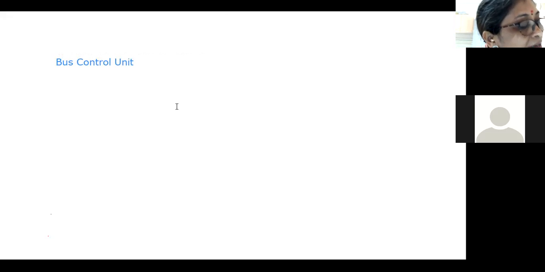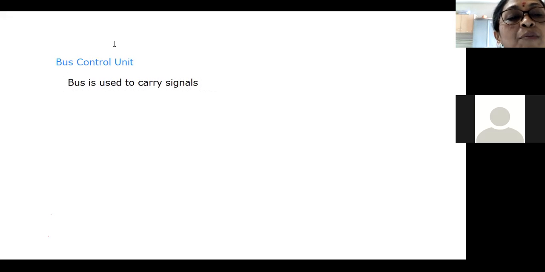Can you observe the screen? What I have written? Bus control unit. That means you can observe the screen. Okay. So all of you have seen what the meaning of a bus is. What is the meaning of the bus, students? A bus is used to carry signals from one block of the microcontroller to another block. That is the function of the bus.